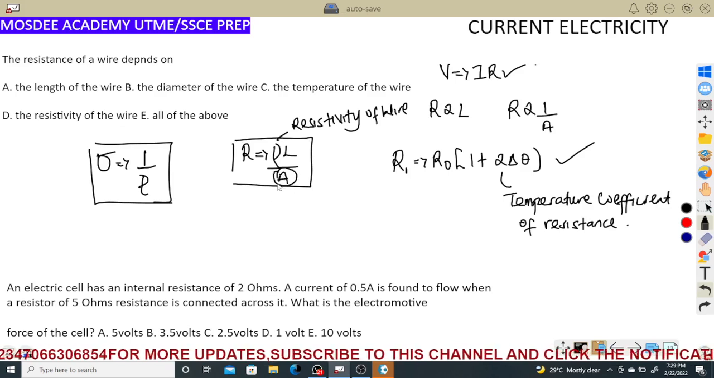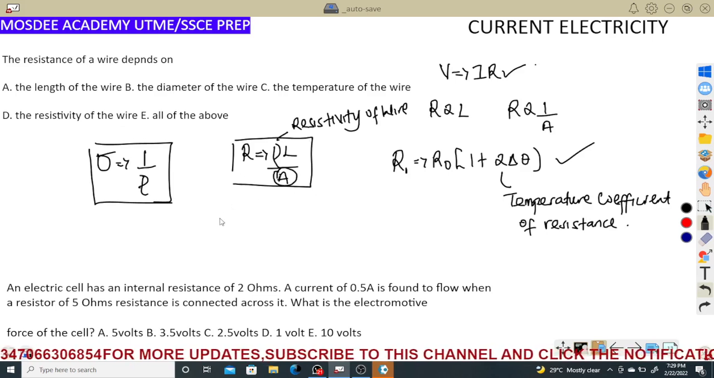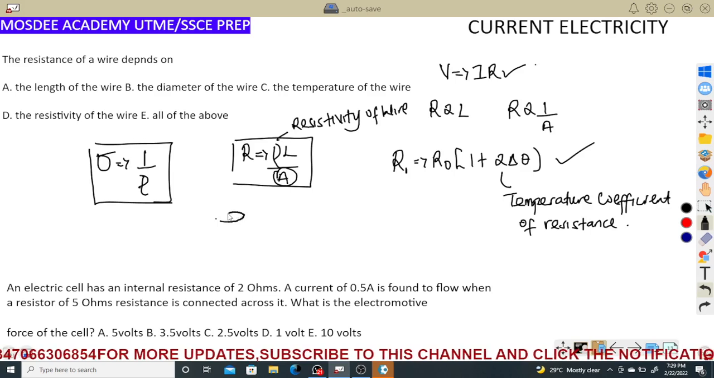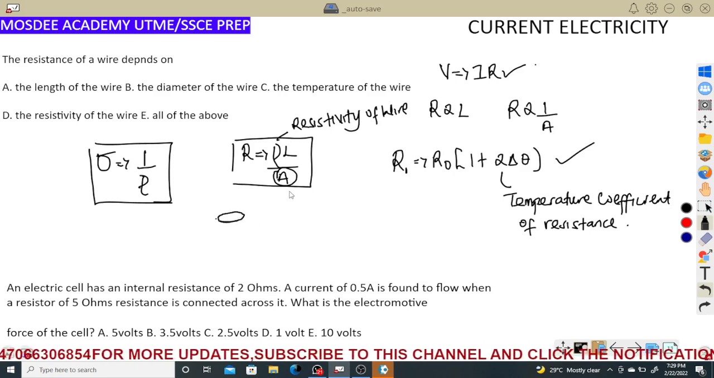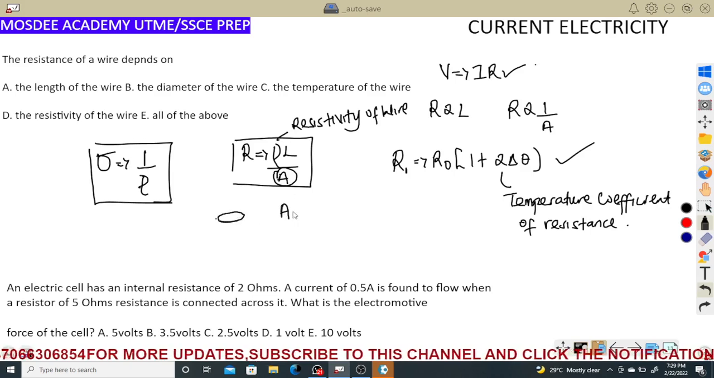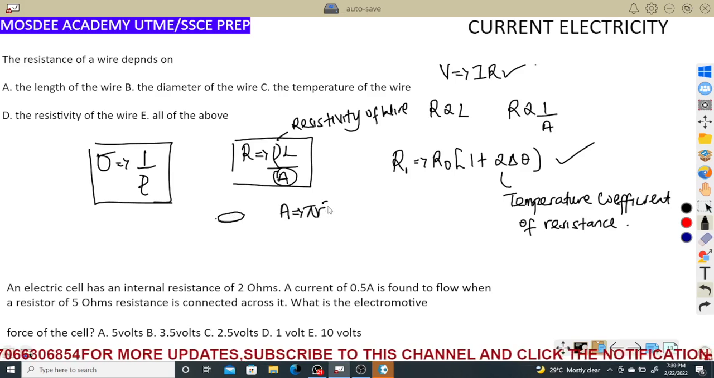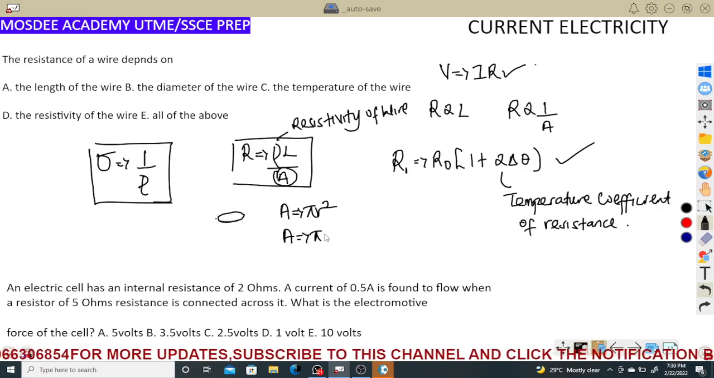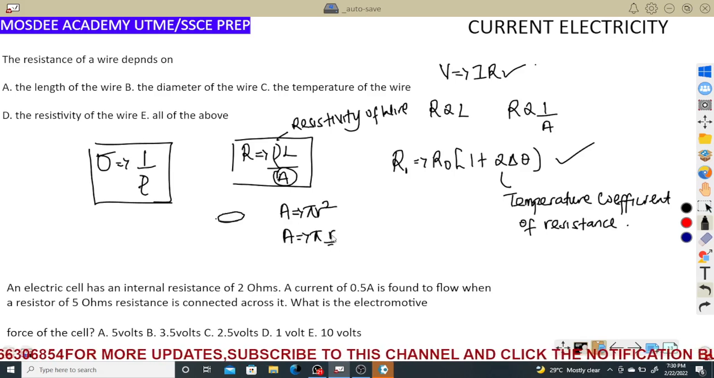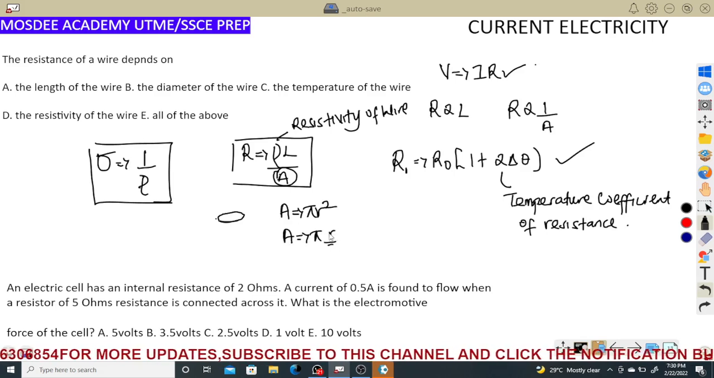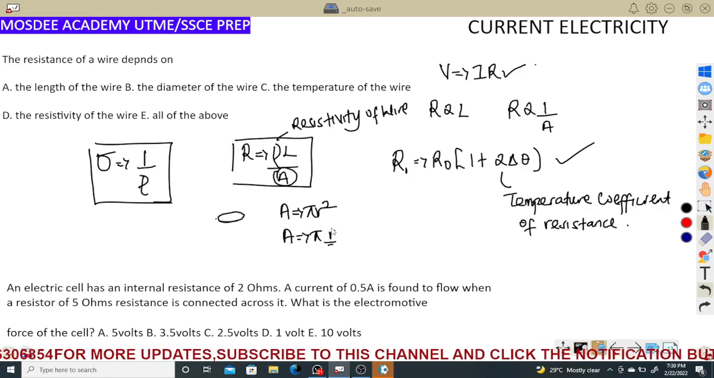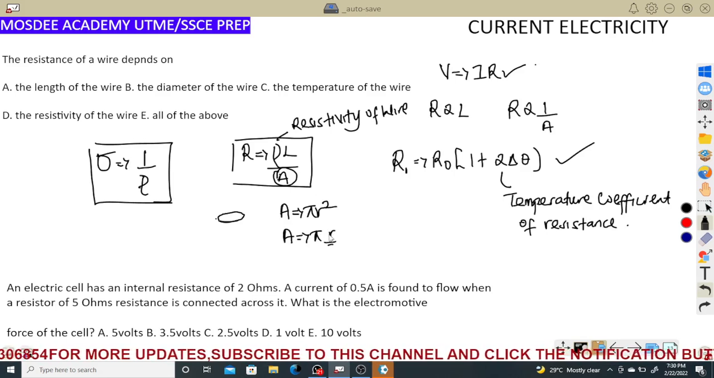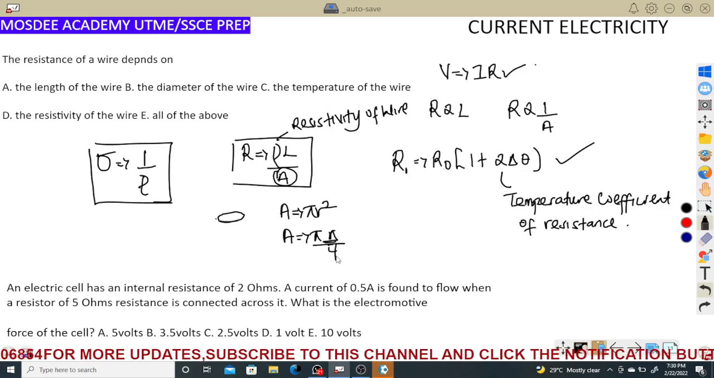Now, when you talk about area, you can fold the wire to form a circle. There are different loops in the wire. When it forms a circle, the area of a circle is pi r squared. And some people can say the area of a circle equals pi times the radius, which is half of the diameter, so (d/2) squared. So you can also write it in terms of pi d squared over 4.